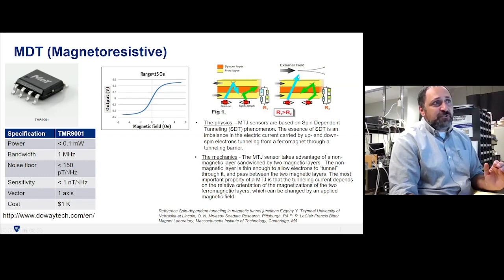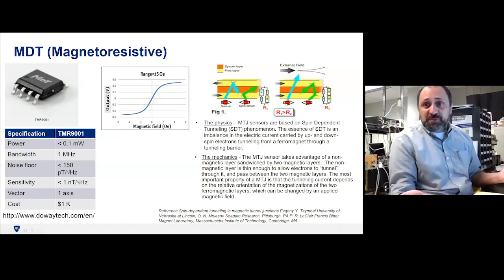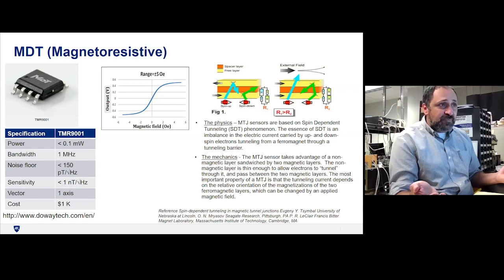When you have an external field, these two planes align. And based on the spin of your carriers, so it's using a quantum mechanical property, your electrons, you can have current. And the resistance is greater than the resistance, is less than the resistance here.